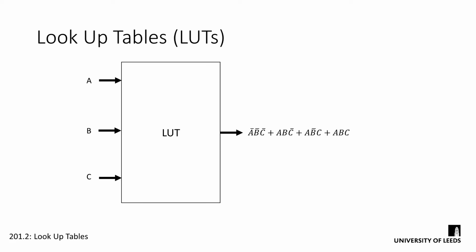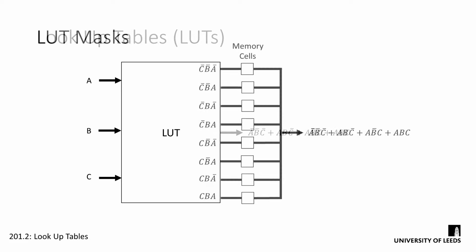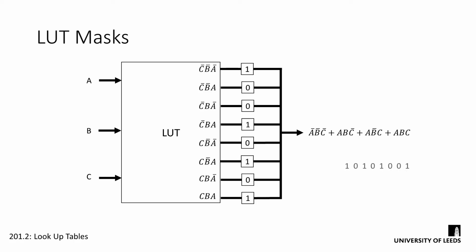Taking a look at the example here, we have a 3-input lookup table that we want to program to produce the expression not A not B not C, or A B not C, or A not B C, or ABC. So we need to generate the lookup table mask. Inside the lookup table, there's a memory cell for representing every possible min term of the output expression, with our first input acting as our least significant bit. By taking the cells representing the min terms in our desired expression and setting their output to 1, the lookup table generates those expressions in the output function. We then set all other cells to 0 and transpose the contents to a single hexadecimal value, giving us our lookup table mask.